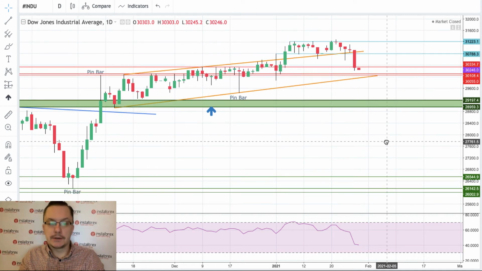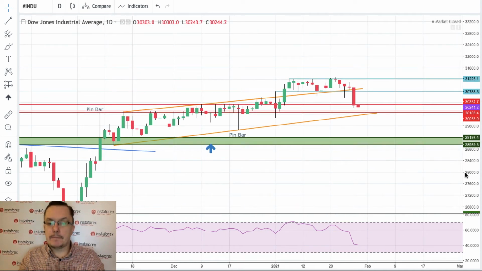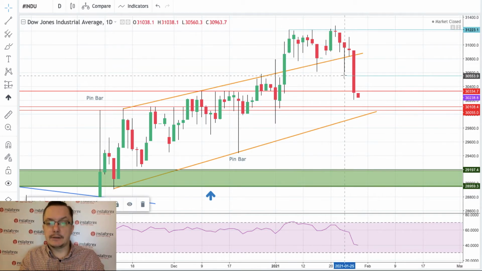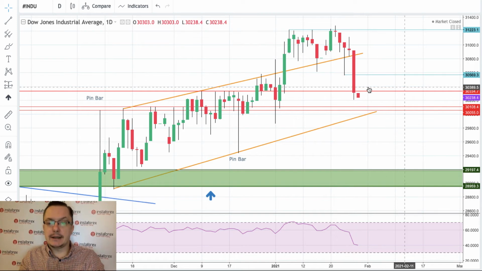This is the Dow Jones Industrial Average. As you can see, the same situation here, a breakout below 30,789, and now we are getting lower. So our next interesting level is 30,569. We are getting closer and closer to the technical supports.